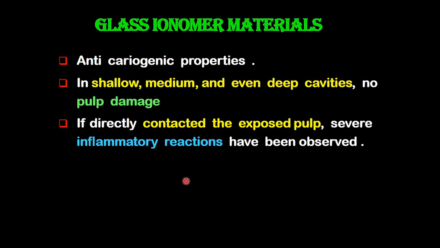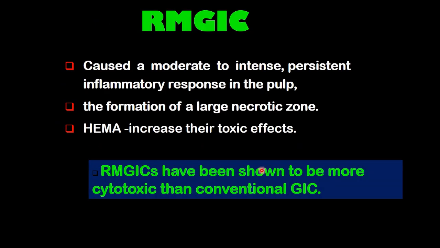The next restorative material we have is the glass ionomer cement. It has anti-cariogenic properties, and in case of shallow, medium or even deep cavities, no pulp damage was reported. But the condition here is that there should be no bacterial penetration to the cavity floor. But when it is in contact with the exposed pulp, severe inflammatory reactions have been observed.